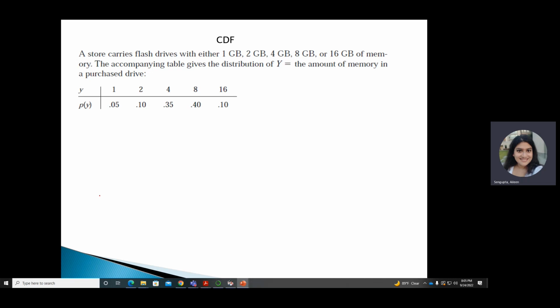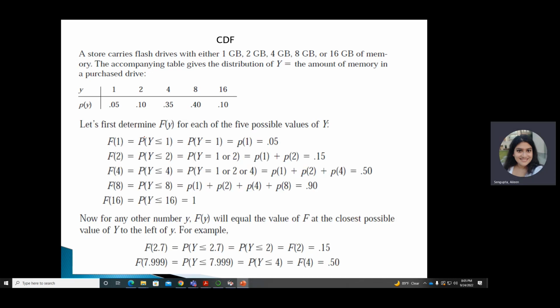A store carries a flash drive with either 1 GB, 2 GB, 4 GB, 8 GB or 16 GB memory, and the accompanying table is given here. Now remember that you can use CDF for discrete cases as well as for continuous cases. So don't come crying that this is not a continuous random variable, hence we cannot use CDF. No. You can use CDF to solve the problem as well. That's the beauty of CDF, actually. So again, very similar to the PMF case. It's just that I'm trying to show you that CDF can also be used for discrete cases.